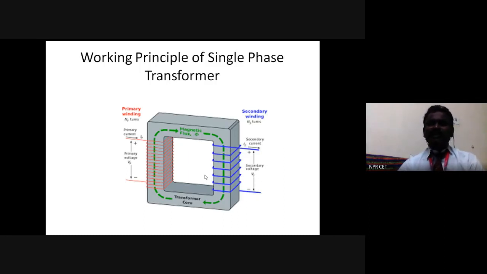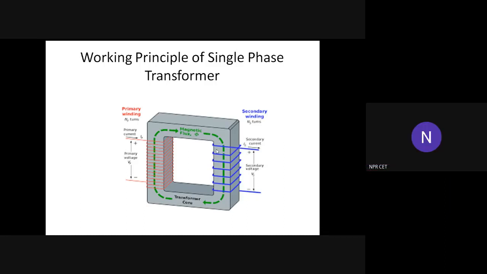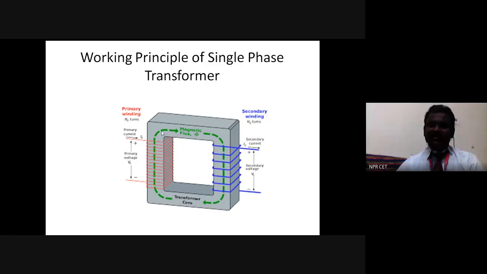Suppose the number of turns in the secondary winding is less compared to the primary winding, that kind of transformer is known as a step-down transformer. So the two transformers are the step-up transformer and the step-down transformer, right? They are classified based on the output voltage. So this is the working principle of a transformer.